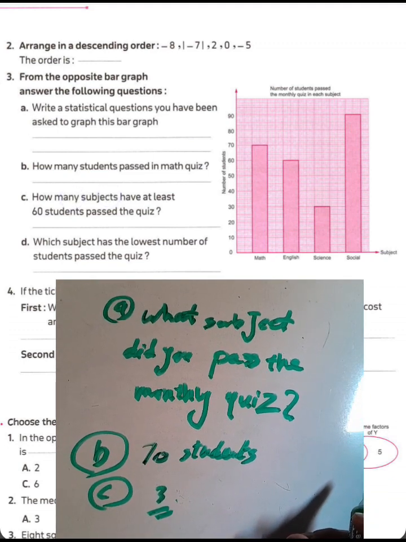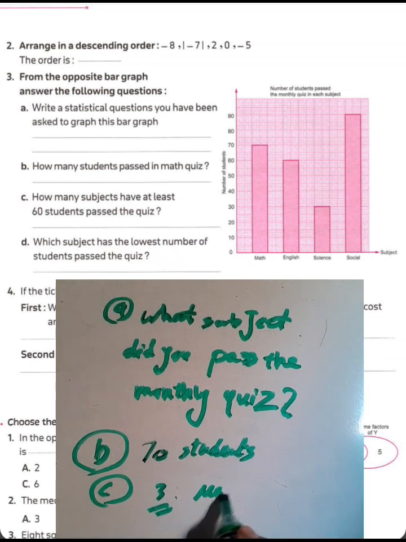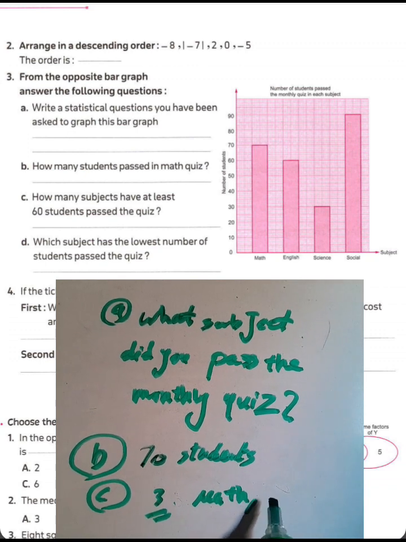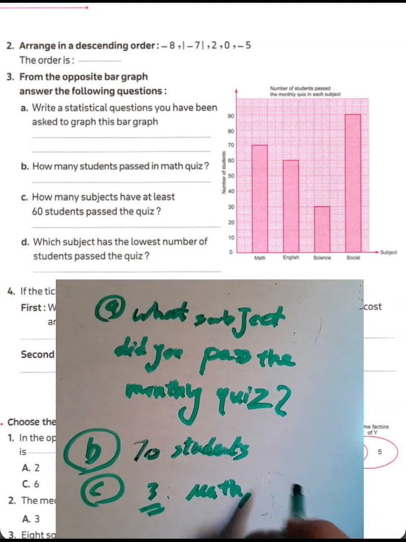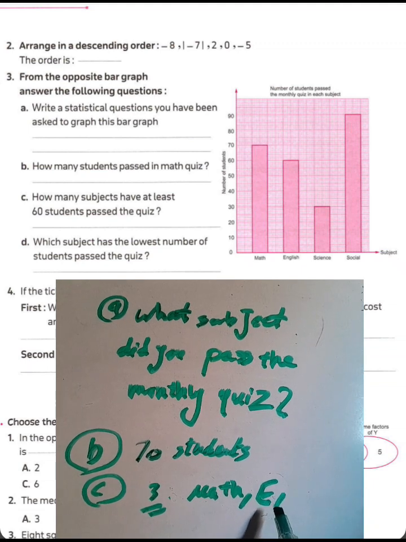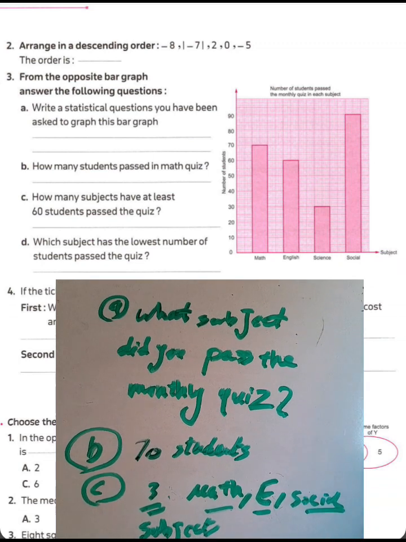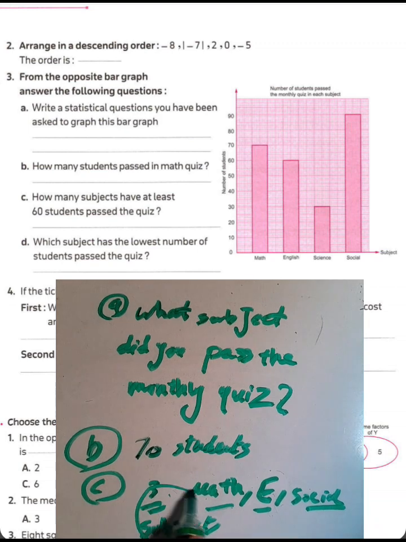Letter C again. How many subjects have at least 60 students who passed the quiz? He asked about the subjects. Look at math: we have 70, so the first subject will be math. And English, how many students passed in English? 60 students. At least 60, okay. The next subject here will be social. So we have 3 subjects. Write 3 in the space.